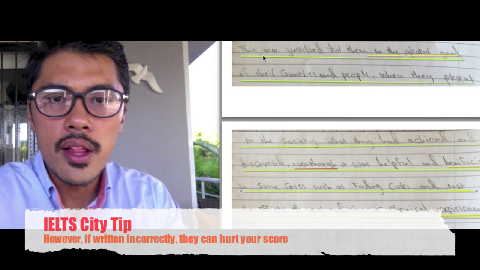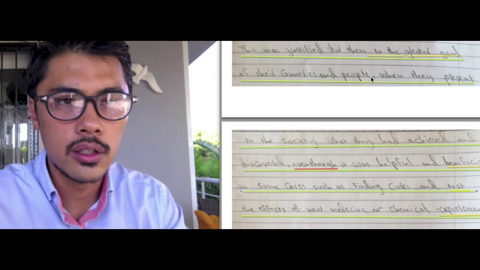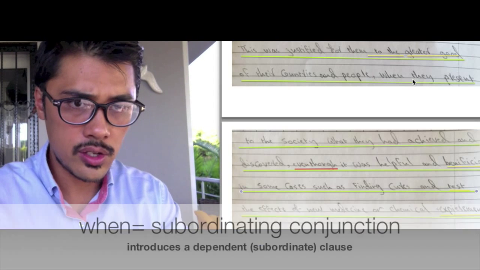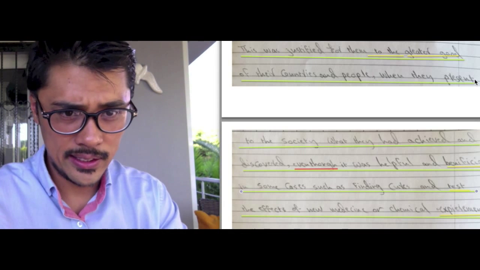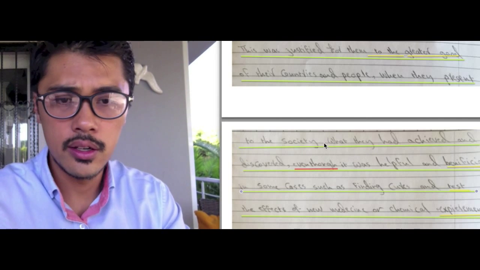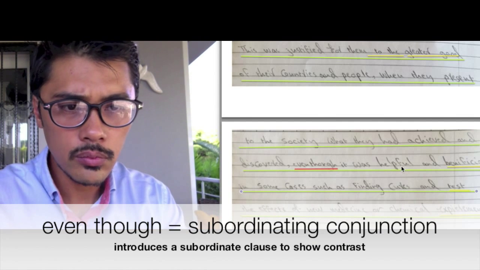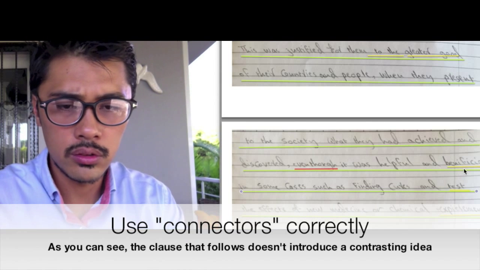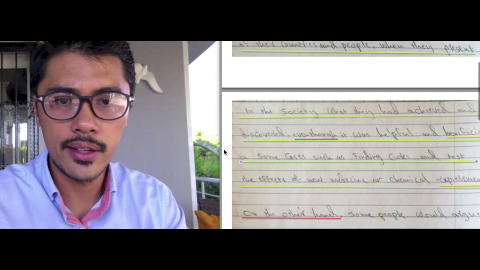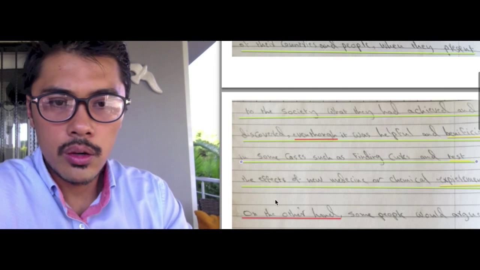So let's look here. This was justified for the greater good of their countries and people, period. Take out this subordinating conjunction when, get rid of it, start here. They presented what they had achieved and discovered to the society, period. Get rid of this subordinating conjunction, even though, and just say it was helpful and beneficial, period. This part here just doesn't work, okay? So you need to rephrase, make sure it's correct. All right, moving on.